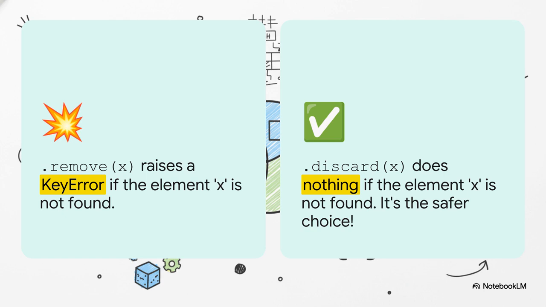But, and this is the important part, if the element you're trying to remove isn't in the set, .remove will throw a KeyError and crash your code. .discard, on the other hand, just does nothing. It shrugs and moves on. That makes .discard the much safer, more robust choice most of the time.